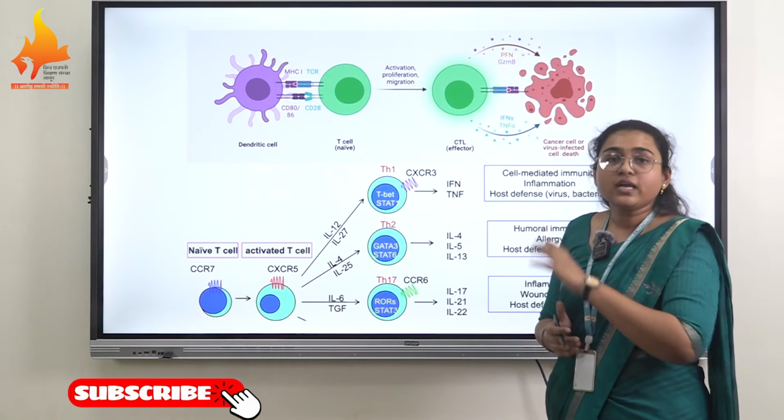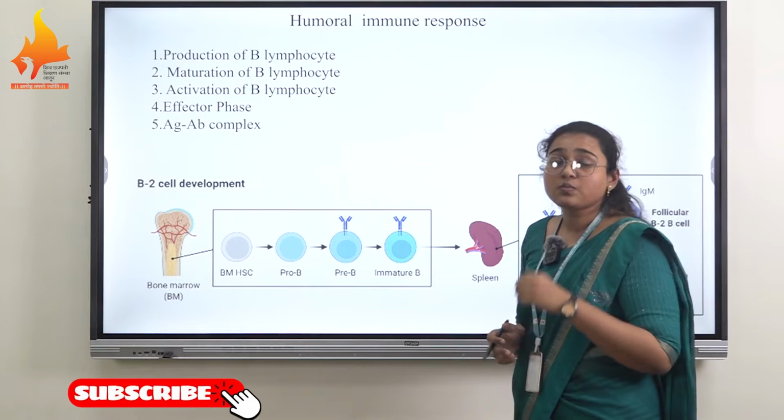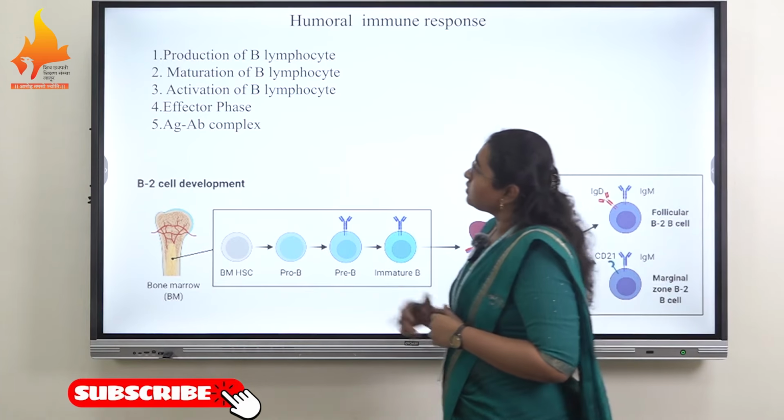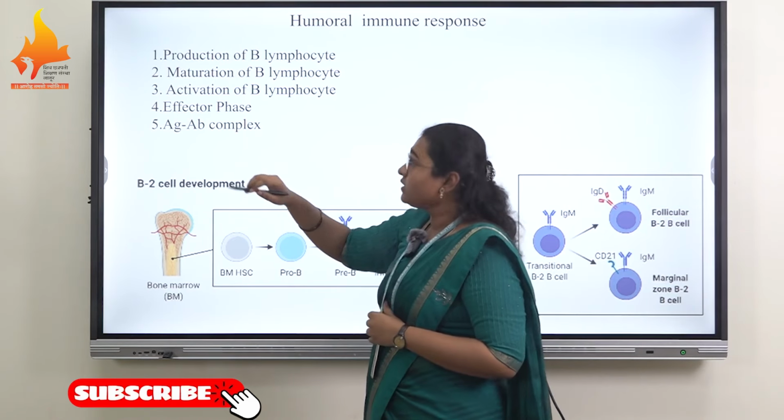The cellular immune response involves T cytotoxic cells. Next is the humoral immune response. In a humoral immune response, there is production of B lymphocytes, maturation of B lymphocytes, activation of B lymphocytes, the effector phase, and lastly the functioning of the antigen-antibody complex. So the humoral immune response is generated via antibodies, and antibodies are produced by B lymphocytes. First of all, production and maturation.